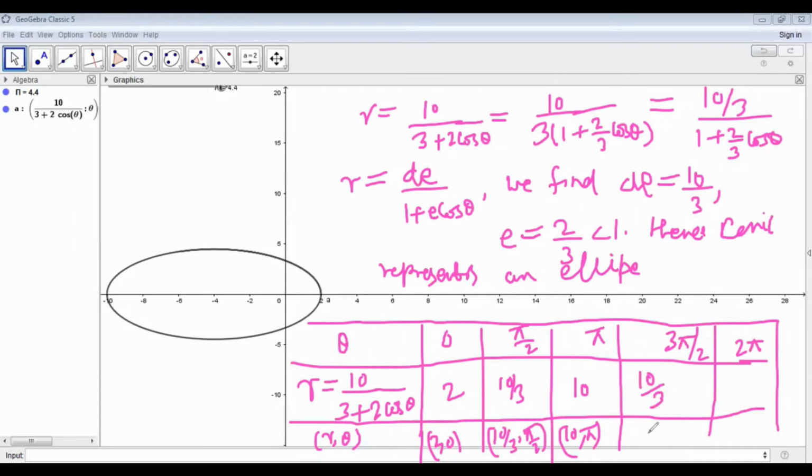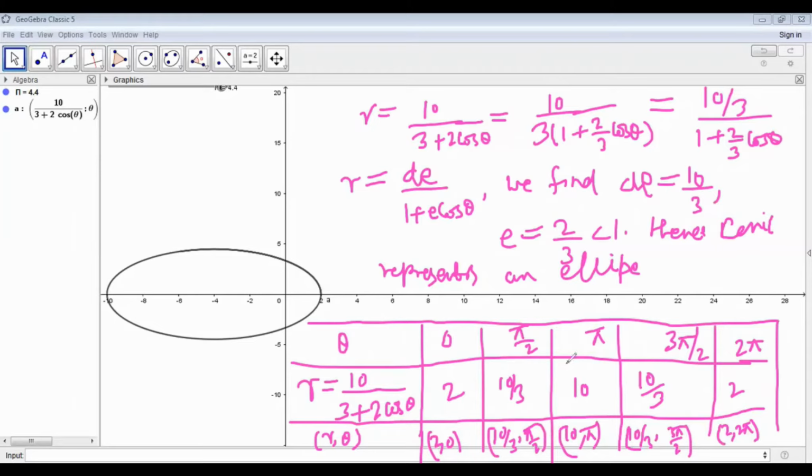From these points we can sketch the graph of the conic, which is an ellipse. The coordinate is (10 by 3, 3 pi by 2). For theta equals 2 pi, cos 2 pi equals 1, so r is 10 by 5, which equals 2. From these values of r and theta, we can sketch the graph of the ellipse.